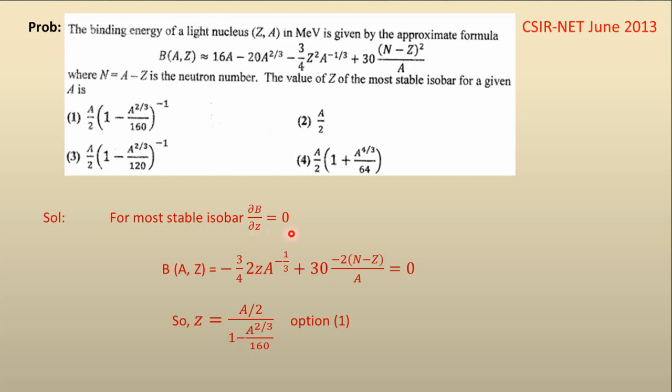So your del B over del Z equals 0, और आप डिफरेंशिएट करेंगे तो ये दो टर्म्स में ही आपका Z है, so it will be minus 3/4. Z स्क्वायर का डिफरेंशिएशन हो गया 2Z, and A to the power minus 1/3 as it is, plus 30. इस टर्म का आप डिफरेंशिएशन करेंगे तो it will be 2(N minus Z), ओके, एंड Z का आपको फिर से डिफरेंशिएशन करना होगा, दैट विल बी -1, इसलिए हमने यहाँ पे -2 लिया, upon A as it is equals to 0. तो आप सॉल्व कर लीजिए, यहाँ से आपका Z आ जाएगा A/2 upon 1 minus A to the power 2/3 upon 160. ओके, सो आपका ऑप्शन 1 करेक्ट हो जाएगा.